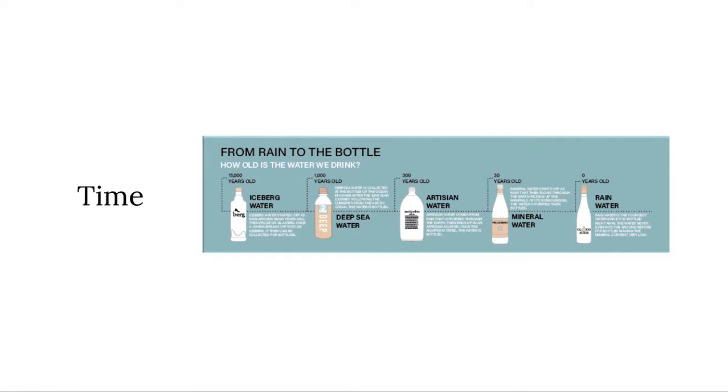Time displays can communicate when events happened relative to other events. To exploit the visual potential of time, I created a timeline showing how old certain waters are compared to each other. My timeline goes from oldest to youngest, like conventional timelines, and reads left to right.